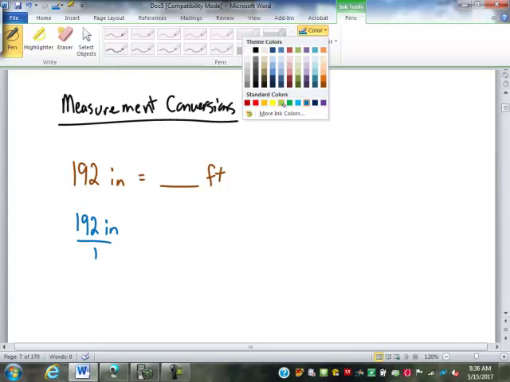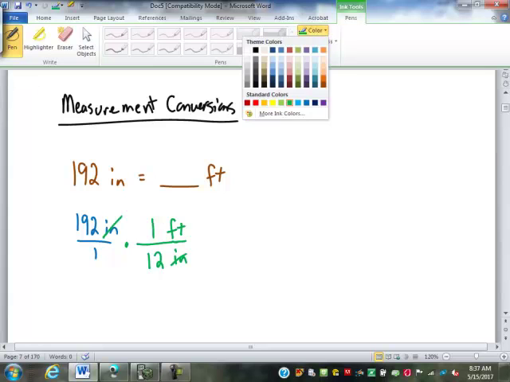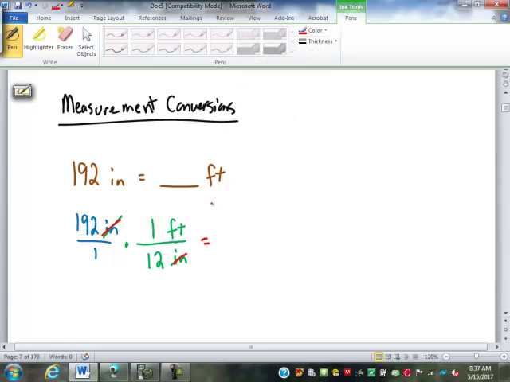You turn the measurement into a fraction, so like 192 inches over 1. Then we use a conversion factor. And in our conversion factor, we put inches on bottom, so they'll cancel out. And the unit we're converting to goes on top, so the feet goes on top. And our relationship there is 1 foot equals 12 inches. So the inches cancel out. 192 times 1 foot is 192 feet. On bottom we have 1 times 12 is 12. And we divide. 192 feet divided by 12 is 16 feet.